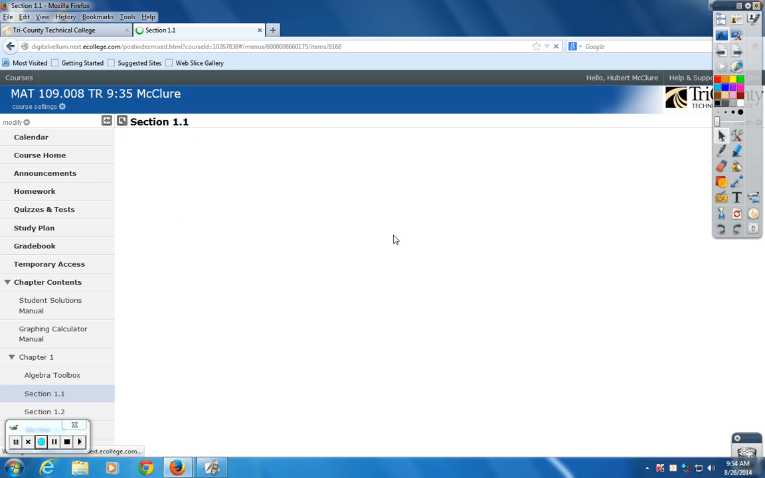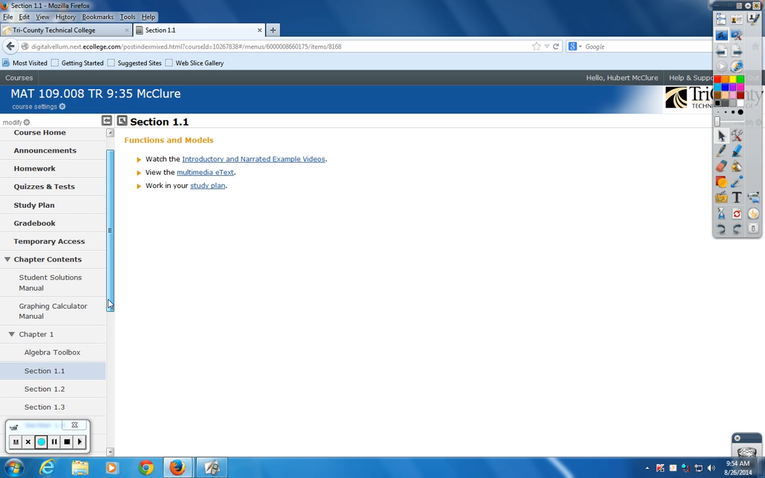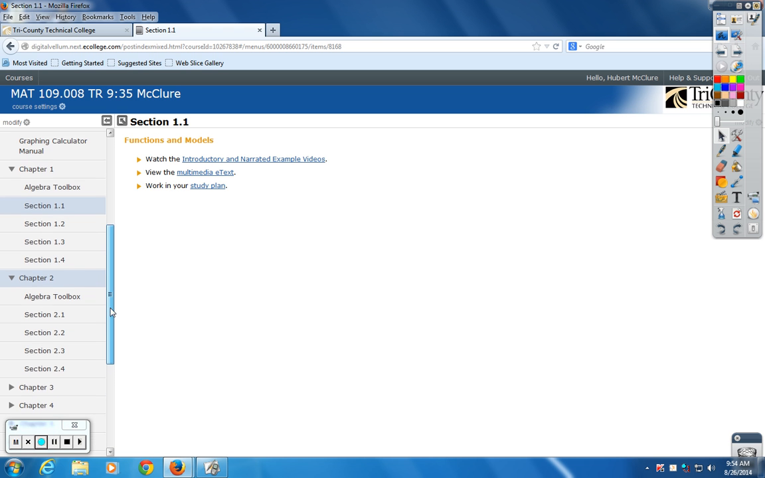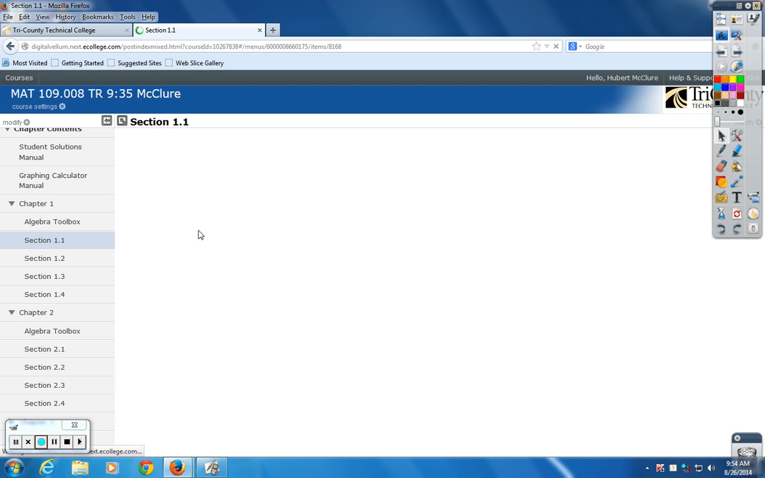What sections do we cover? Does it go 1.1 through what? Does it skip around or is it straight through? Straight through? Yes, 1.4 and then 2.1 through 2.4, and then that's unit 1. All right, well, let's start at 1.1, and I will show you.